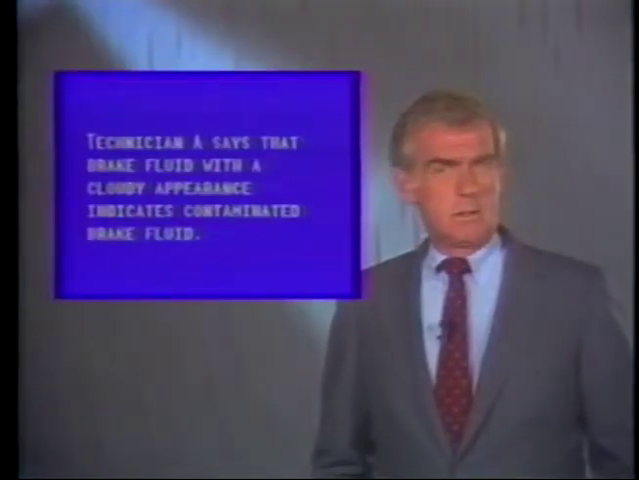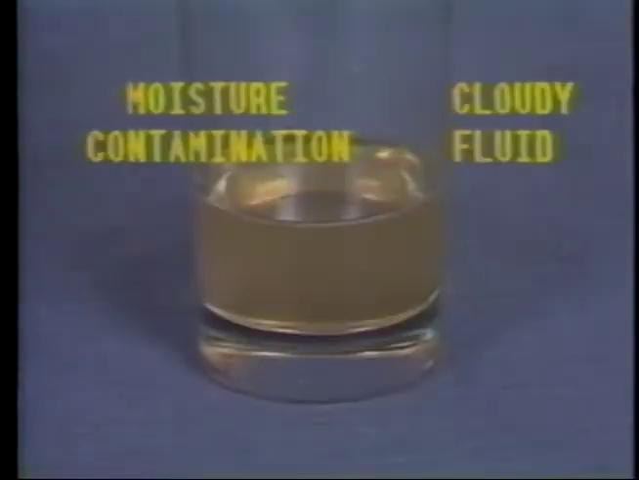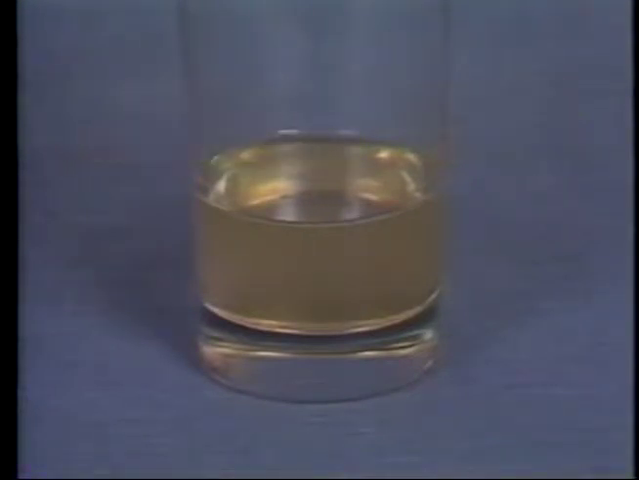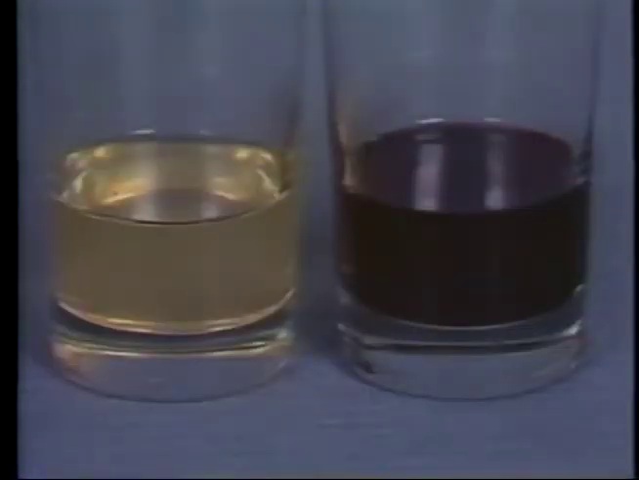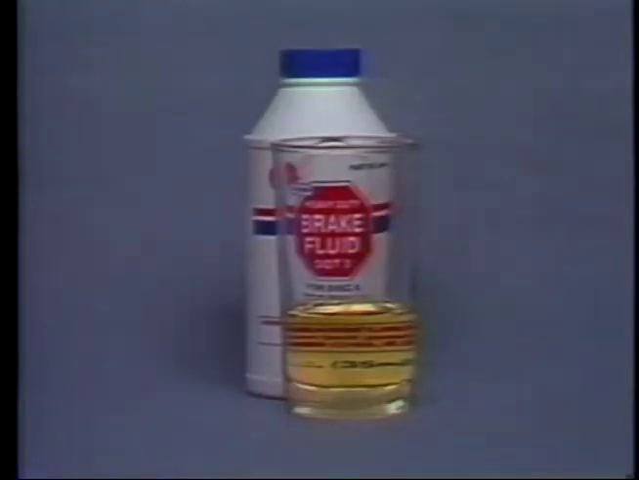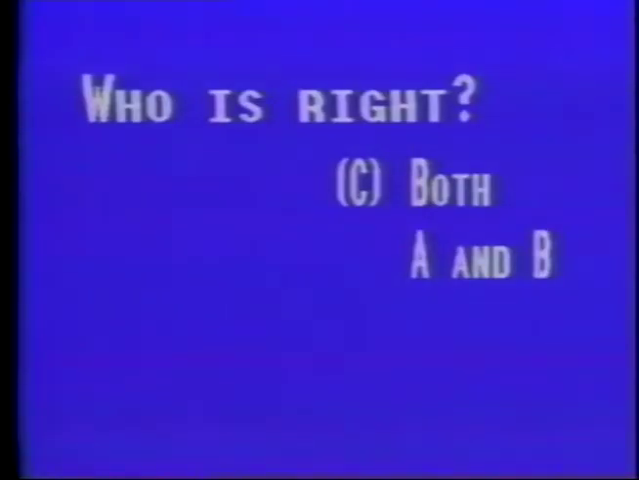Technician A's statement is true. Brake fluid which is contaminated with moisture becomes cloudy in appearance. This greatly reduces the boiling point of the fluid. Technician B's statement is also true. Brake fluid which is very dark in color indicates the fluid is contaminated with rust or another foreign liquid. If a vehicle with contaminated brake fluid is encountered, always flush the brake system with fresh brake fluid from a sealed container. The correct answer is response C.